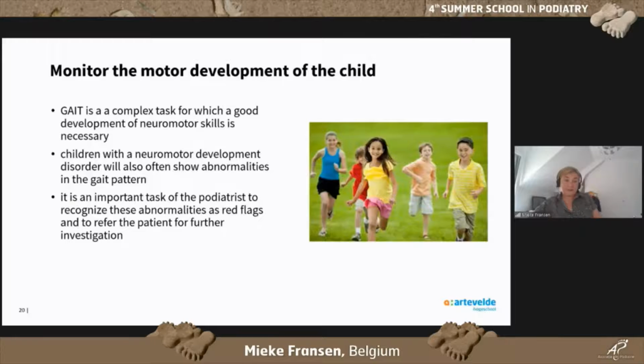You know that gait is a very complex task for which a good development of neuromotor skills is necessary. Children with a neuromotor development disorder will also often show abnormalities in the gait pattern. So it is a very important task of the podiatrist to recognize these abnormalities as red flags and to refer the patient for further investigations, as still a lot of these conditions stay undiagnosed. And it's important to contribute in this because these conditions affect the child's life immensely.